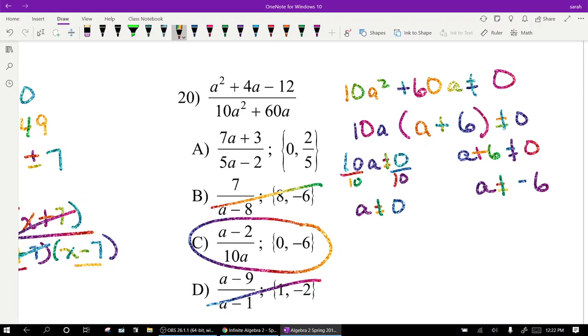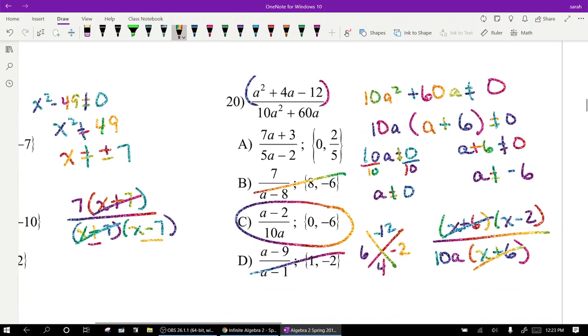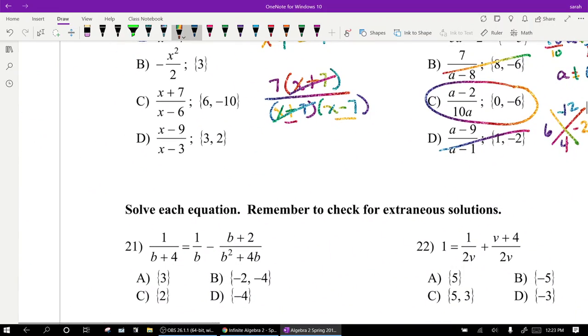In the event that you do have to factor everything, let's take a look at this. Two numbers that multiply together to get negative 12, add together to get 4. That would be 6 times negative 2, so we'd have x plus 6, x minus 2 in the numerator. In the denominator, again, I'm going to cancel out 10a, and that will leave me with x plus 6. So our x plus 6's cancel out, leaving me with x minus 2 over 10a, which again is your answer for 20C. All right, 21.